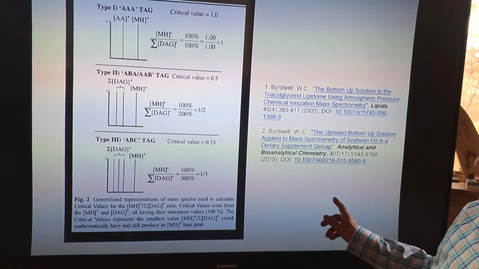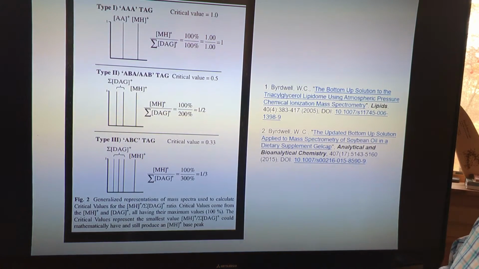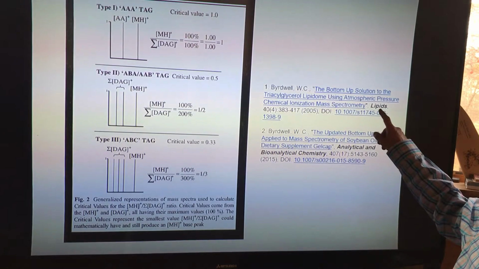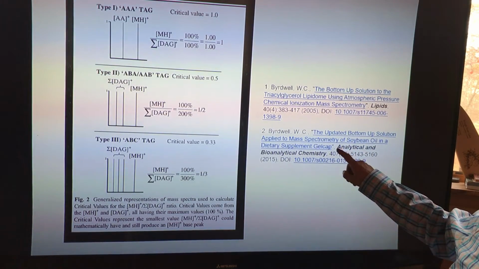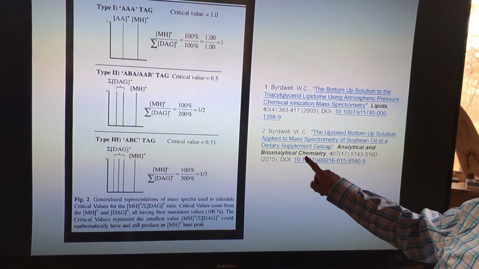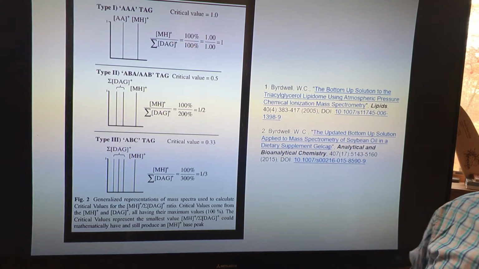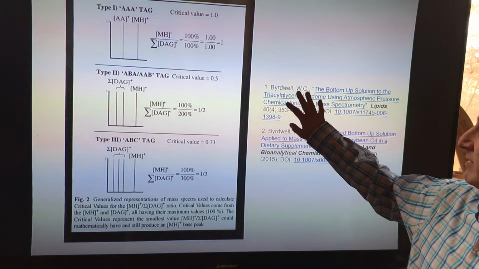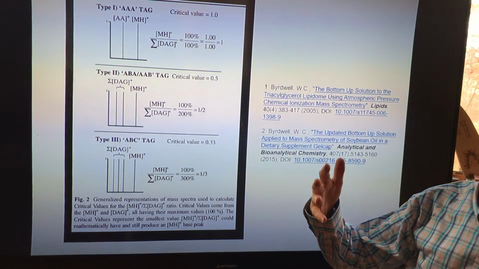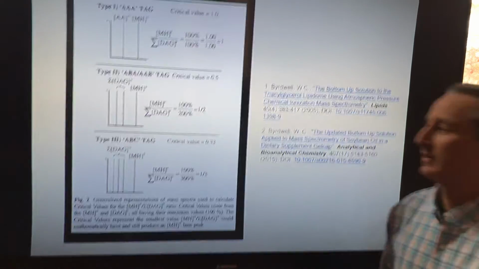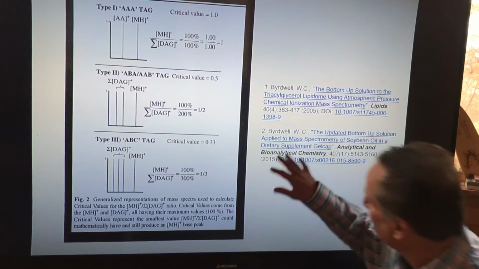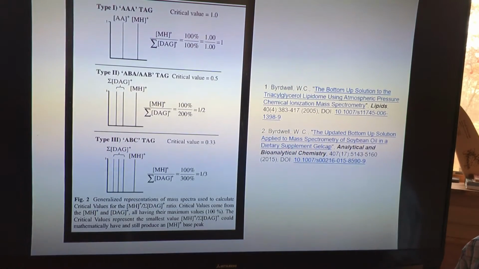This is the references, the publications for the bottom-up solution that was in the journal Lipids, and then the updated bottom-up solution in Analytical and Bioanalytical Chemistry. Between these two, the Simulacrum System was discovered. That's why the notation in the bottom-up solution, there were 6 cases, 3 in each, and in the updated bottom-up solution, there was only just case 1 and case 2.